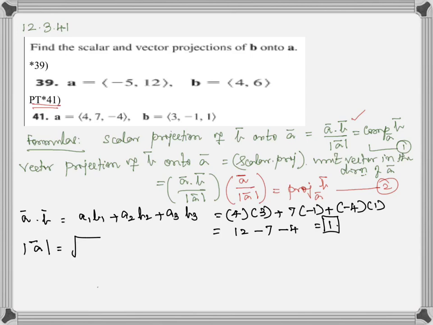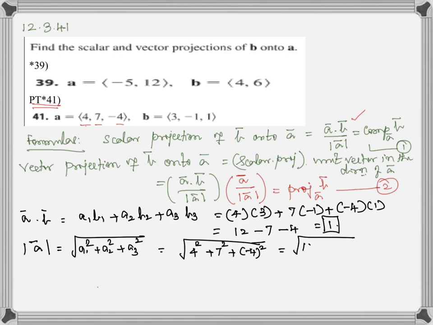Then let's find out the length of A, which is by the formula, the square root of A1 squared plus A2 squared plus A3 squared. So which is 4 squared plus 7 squared plus -4 squared. If we compute the value inside the radical, we get the square root of 16 plus 49 plus 16, which turns out to be the square root of 81, which is 9. So we got the numerator A dot B, we got the denominator, the length of A.